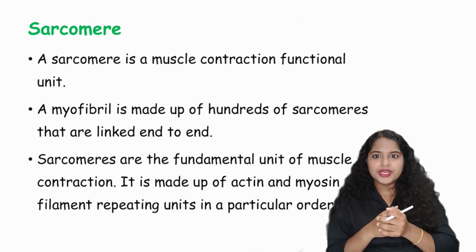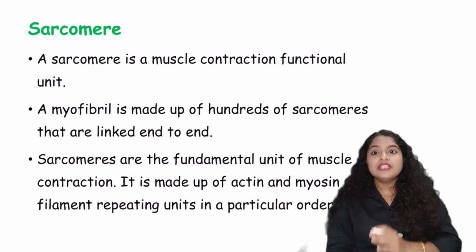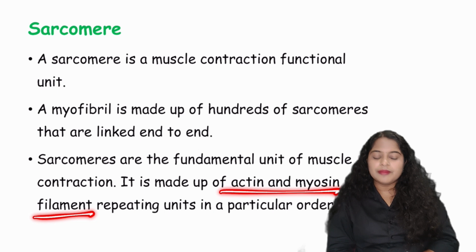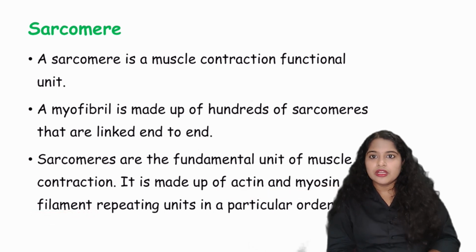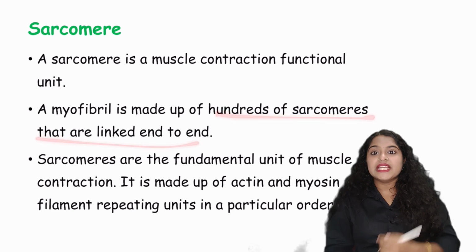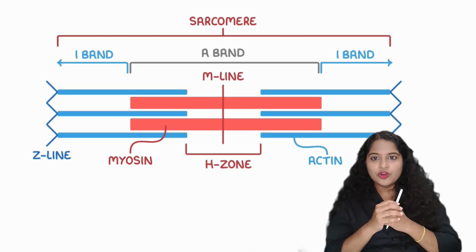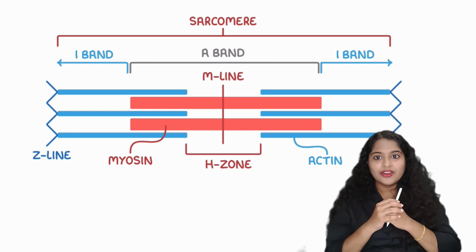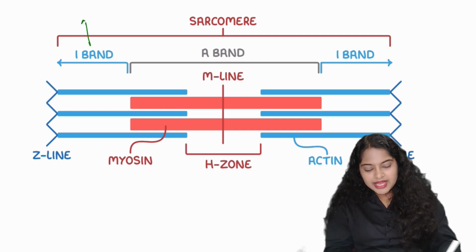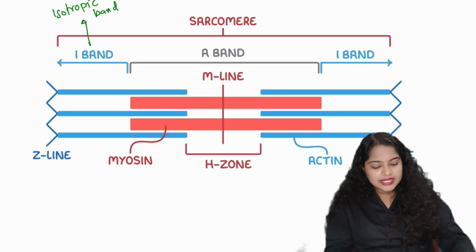So what is a sarcomere? A sarcomere is the fundamental unit of muscle contraction. It is made up of actin and myosin filaments, which repeat in a particular pattern. And the myofibrils are made up of hundreds of sarcomeres that are linked end to end. Now this is the structure of a sarcomere, the functional unit of muscle contraction. So it has an I band, that is the isotropic band. Then it has an A band, that is the anisotropic band.